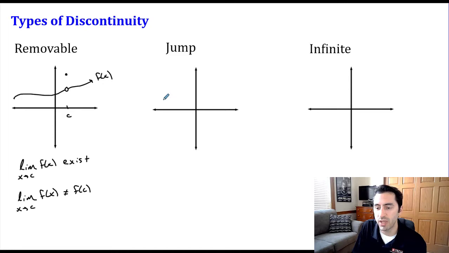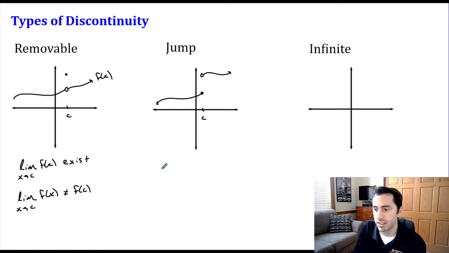And in this case, we have a break. Our function jumps from one value to another. So maybe we're moving along, and then here at c, maybe my function stops, and then it jumps up to another value, and then continues on. So we're jumping from one value to the next.